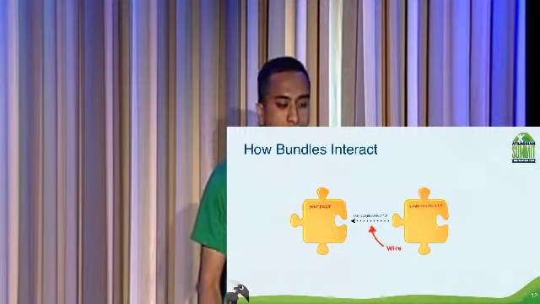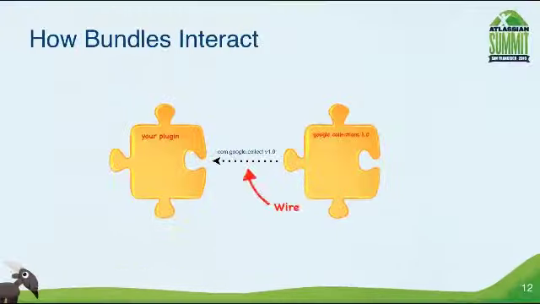Another picture of that would be as follows. So, for example, if I built a plugin that has a dependency on Google Collections, the way I would specify that in my plugin is by doing an import package on something like com.googlecollect. You can also specify a version number in there.